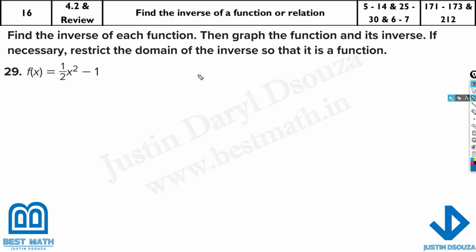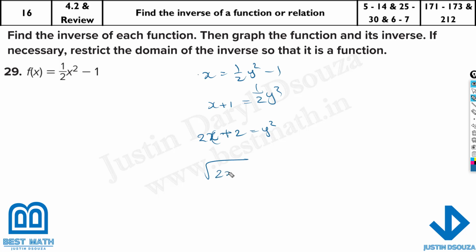Now again we have a square. Let's solve this one up. This is y is equal to, it will become x is equal to half y square minus 1. x plus 1 is equal to half y square. Take it to the other side. 2 times, I'll just write it directly. 2x plus 2 is equal to y square. Take the square root over here. Square root, plus or minus, of 2x plus 2. That is the solution. Now here as well, the positive will be in the positive x quadrant, negative will be in the negative quadrant.